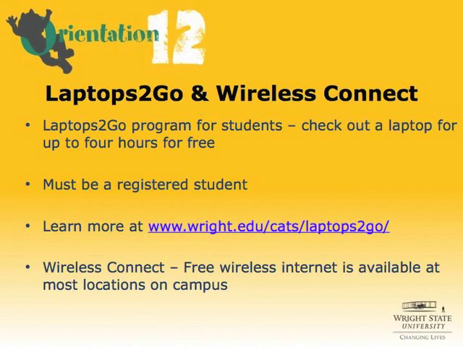Free wireless internet is available at most locations on campus. All campus residence halls have wireless internet. You can also access the wireless connection in most campus buildings. Learn more at www.wright.edu/cats/wireless.